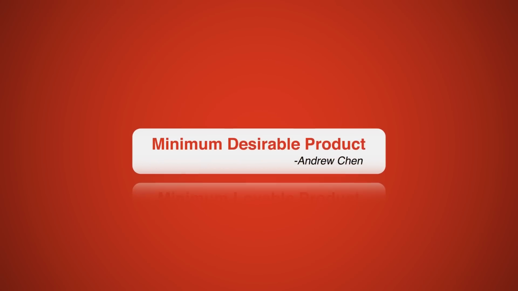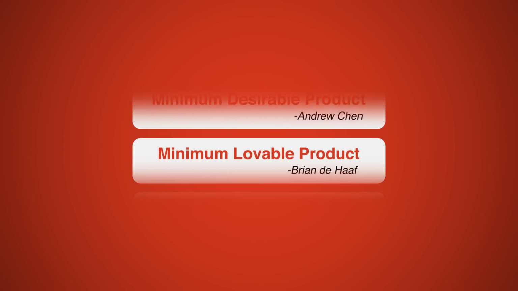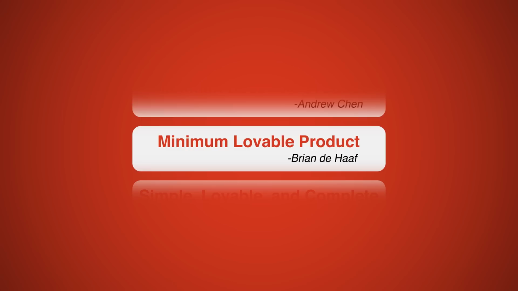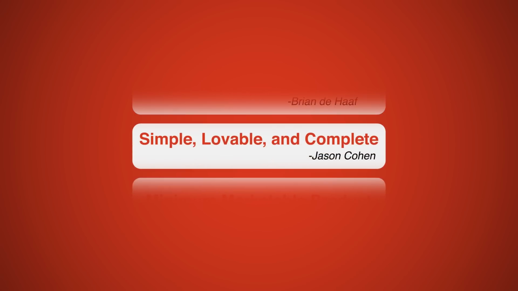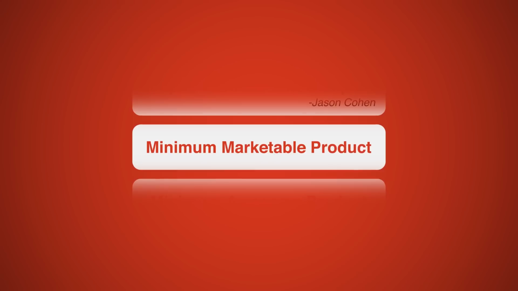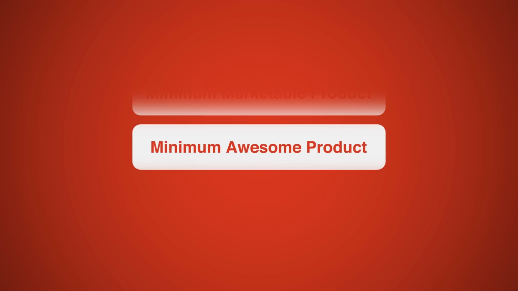If YouTube didn't attract millions of users, their customers, advertisers, would simply not show up. This led to Andrew Chen proposing the term minimum desirable product, Brian de Haaff proposing the term minimum lovable product, and Jason Cohen proposing another term, simple, lovable, and complete. And there were a few others like minimum marketable product, minimum awesome product, and a bunch more.